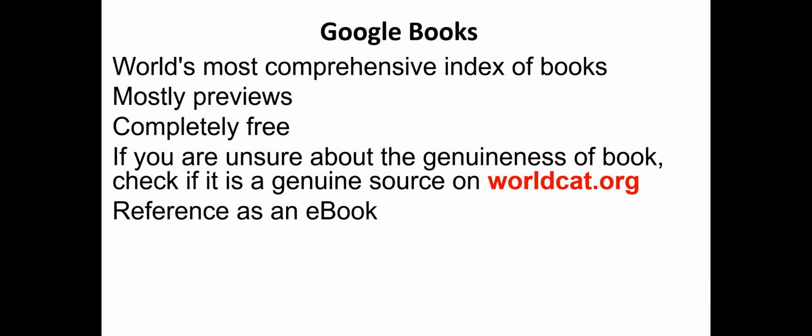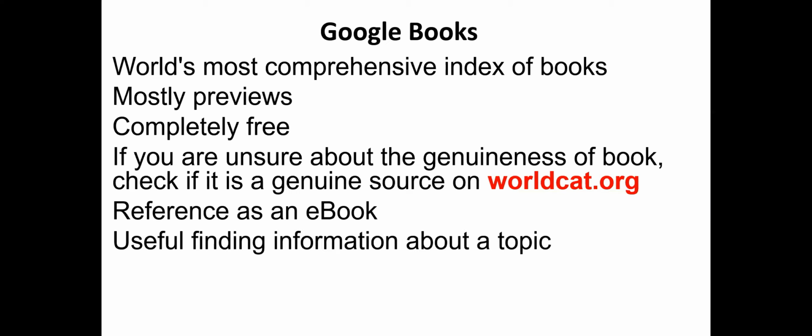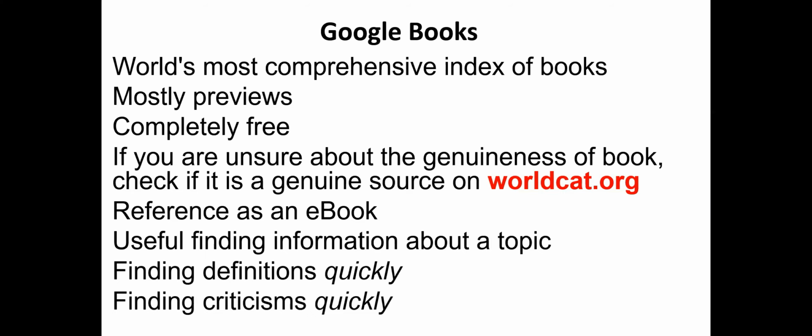When you find a good search result on Google Books, you can reference it as an ebook using APA or Harvard. The referencing information should be on the first few pages of the book. It's very useful for finding information about a topic in a very quick and easy manner. You can find definitions very quickly, and you can find criticisms very quickly.